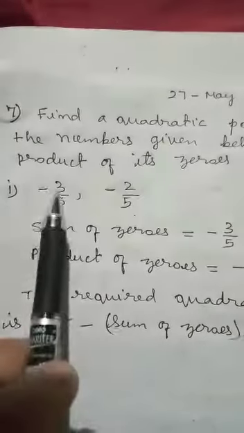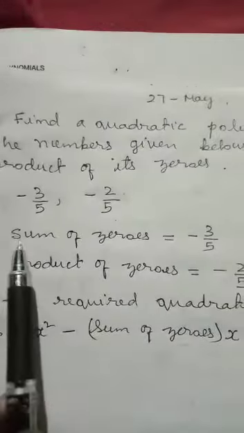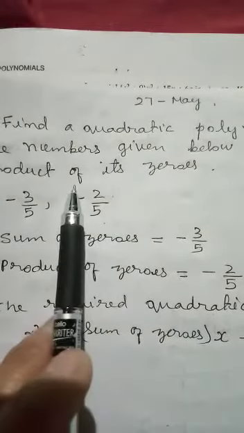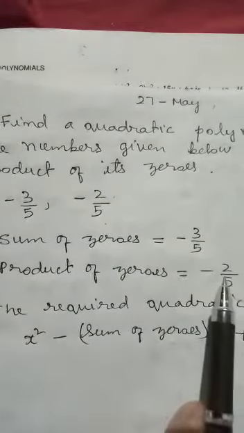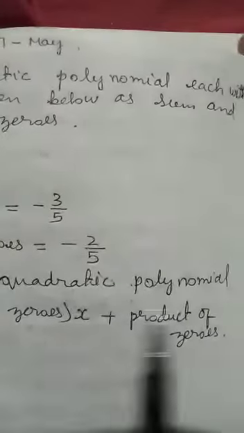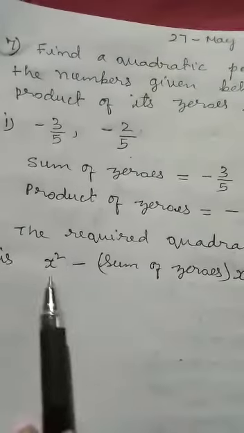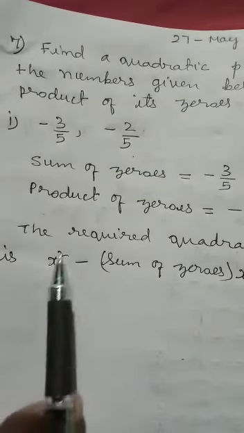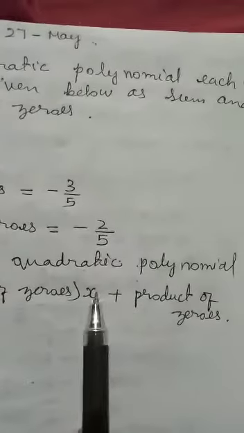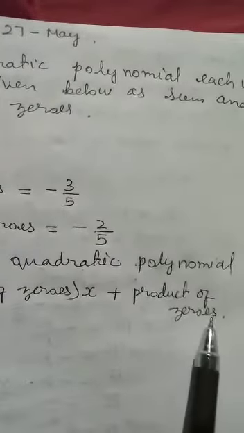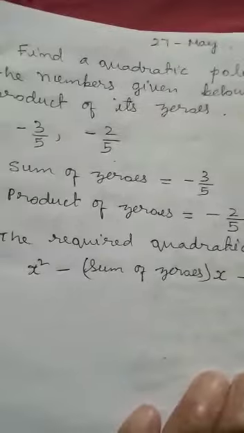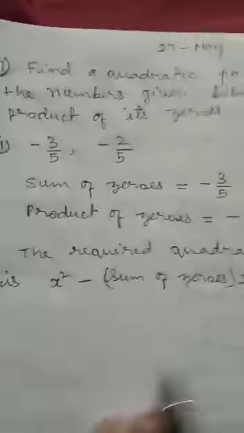The first one, from the question itself, is the sum. You can write it like that. Then this one is the product according to the question. Remember, you have to find the quadratic polynomial. So the formula to get the quadratic polynomial is x square minus (sum of zeros) whole x plus product of zeros. But you already get the values, you only have to replace them.